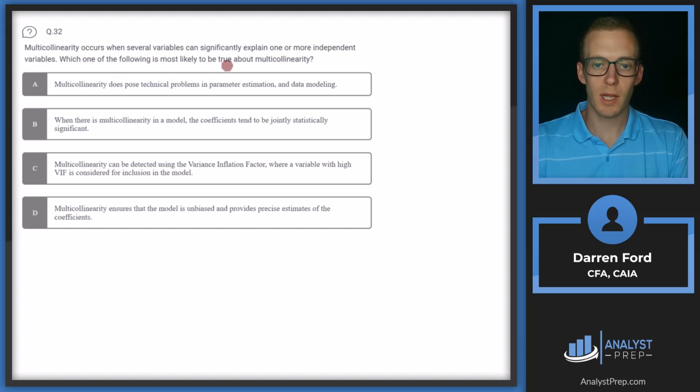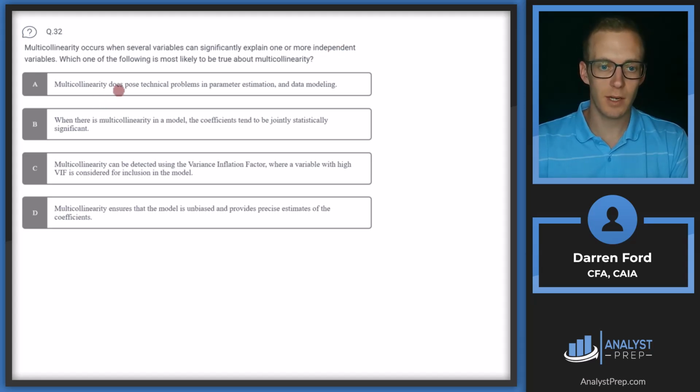Question 32. Multicollinearity occurs when several variables can significantly explain one or more independent variables. Which of the following is most likely to be true about multicollinearity? So essentially what this is saying is it's when we have multiple independent variables that overlap in what they explain about the dependent variable. So it can lead to not exactly accurate statistical inference in what we get from our results.